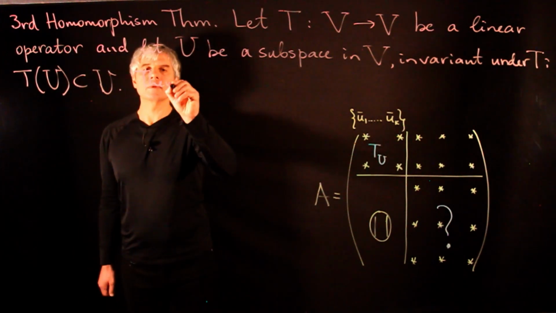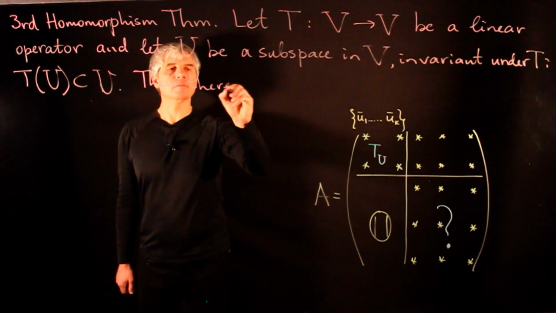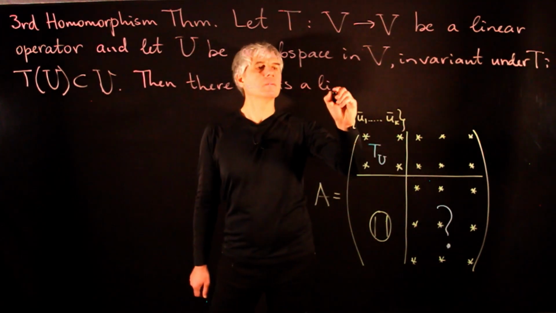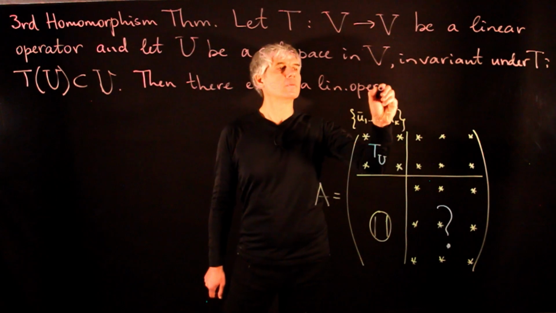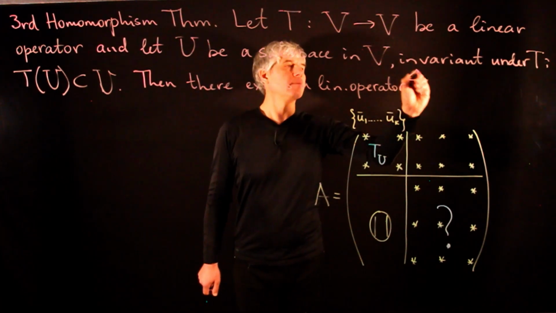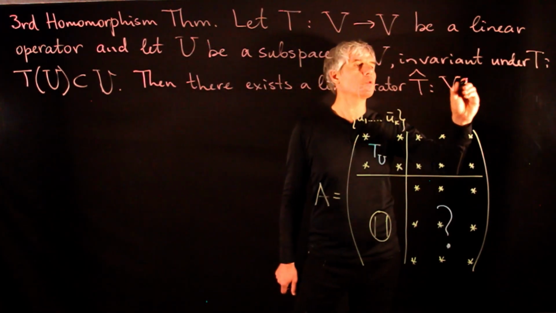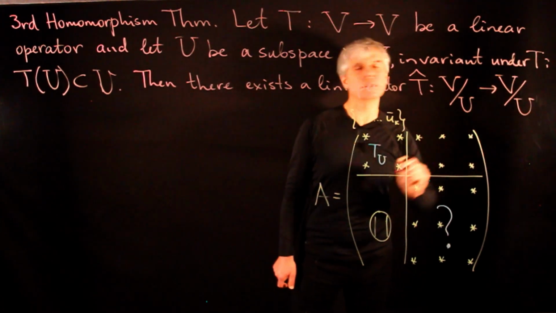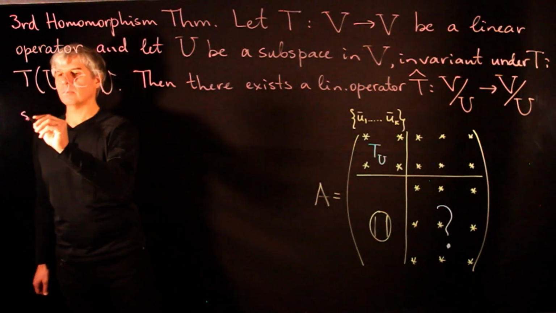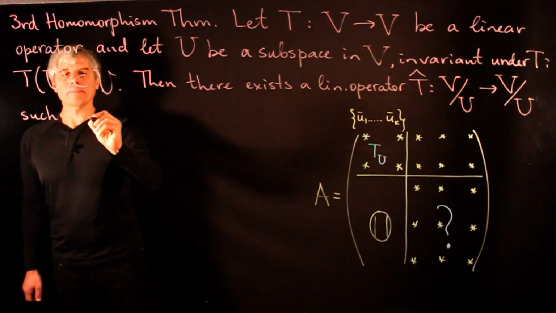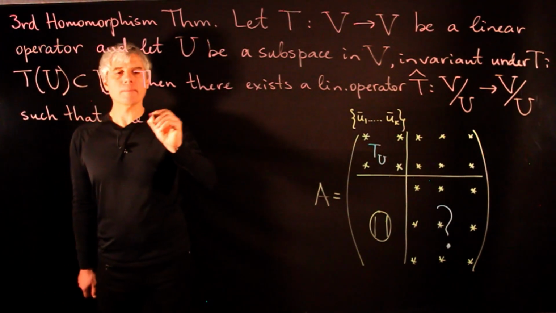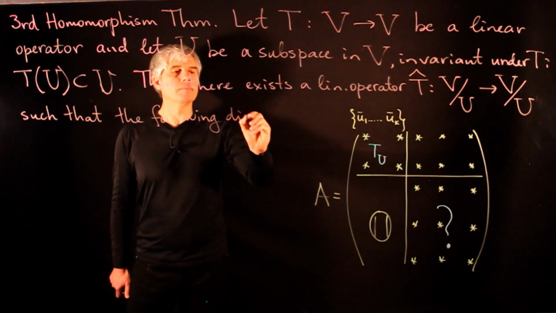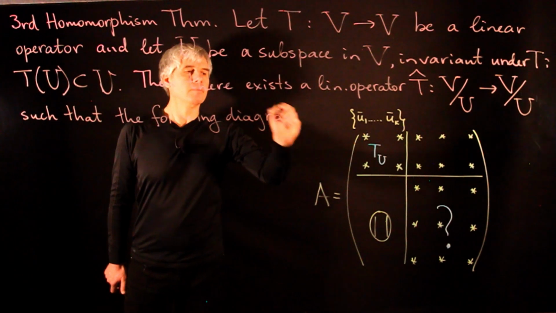Then there exists a linear operator T hat from V quotient by U to V quotient by U such that the following diagram commutes.